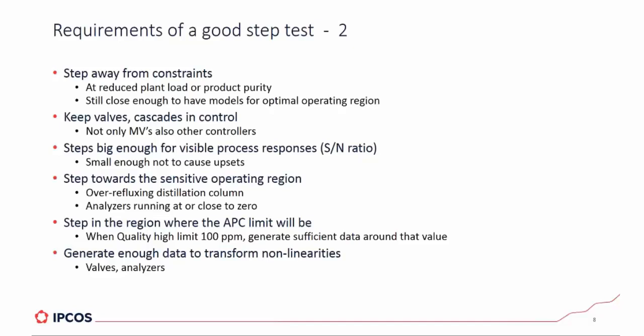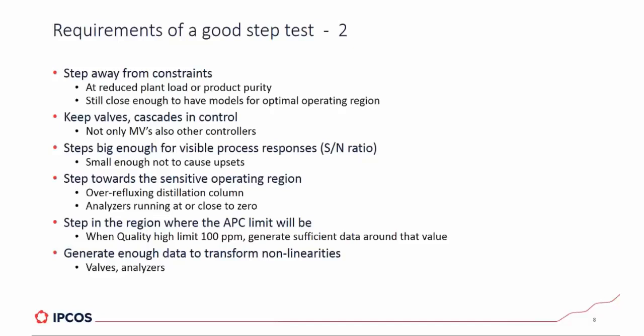Our steps should always be big enough so that the process responses are actually visible with the naked eye, which brings to mind the step to noise ratio. That should be big enough that we can actually see what is happening. At the same time, it should be small enough not to cause major upsets on the plant. We do not want our step tests to cause a negative sphere with the operators at an early stage of a project.